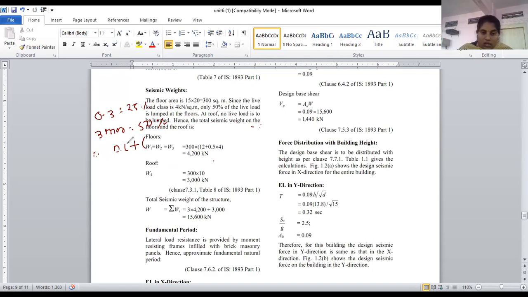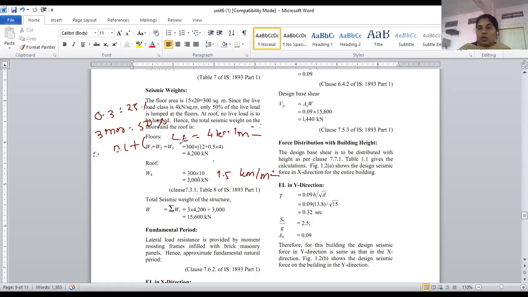So in this case, we have to calculate the seismic weight using this condition, because the live load is given for each floor as 4 kilonewton per meter square, and for the roof portion it is given as 1.5 kilonewton per meter square. So for these two conditions, we have to go for W1, W2, W3.